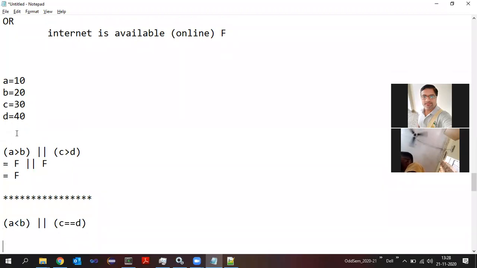Now see here, step by step. Okay, first one, A less than B. Is 10 less than 20? Yes, True.